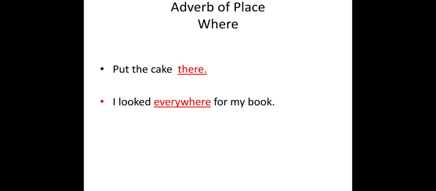Next one, number 2. I looked everywhere for my book. Now here also, I looked for my book. If I say I looked for my book, we come to know about the action. But if I say I looked everywhere for my book, that means it is telling us where did you look for your book? Everywhere. That means it is telling us where the action is performed.